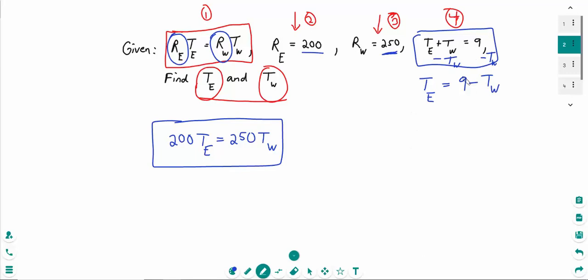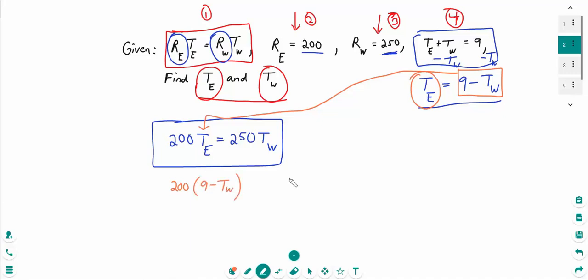All right, so now once we have it in this form, we can take that and plug it into our equation over here. So maybe I'll go to a different color here. We're taking this t sub e, which is in fact equal to 9 minus t sub w, and we're going to plug that in to this t sub e right here. Okay, so we have 200 times t sub e, which is the same thing as 9 minus t sub w, just plugging that in, equals 250 t sub w.